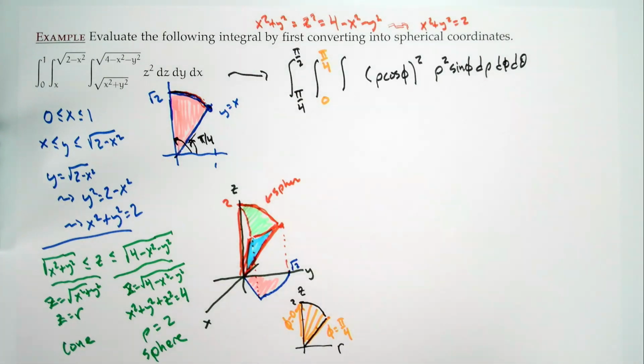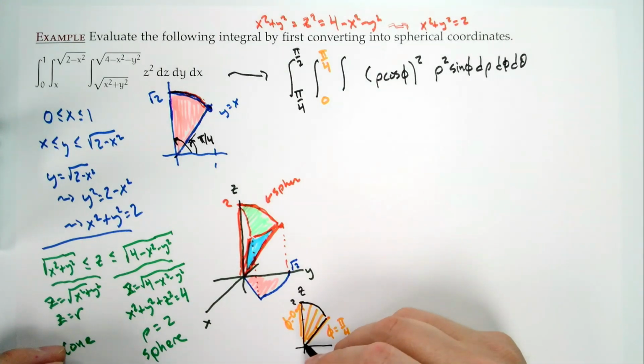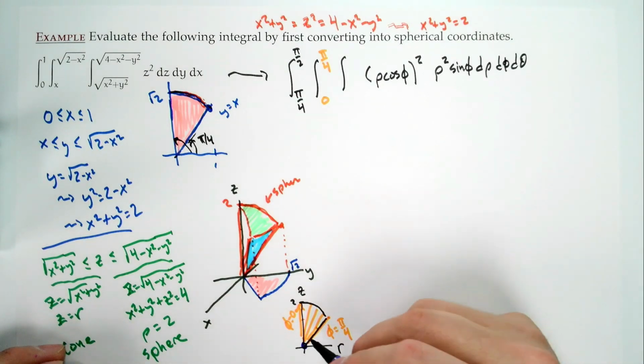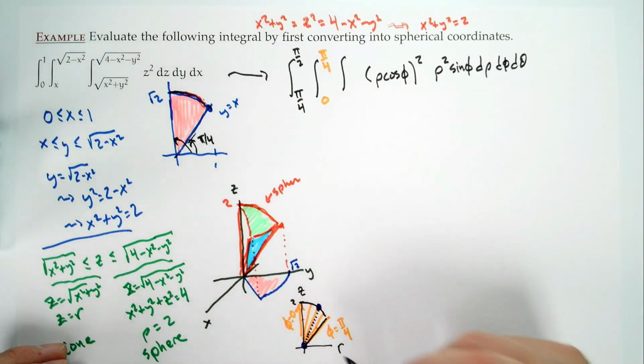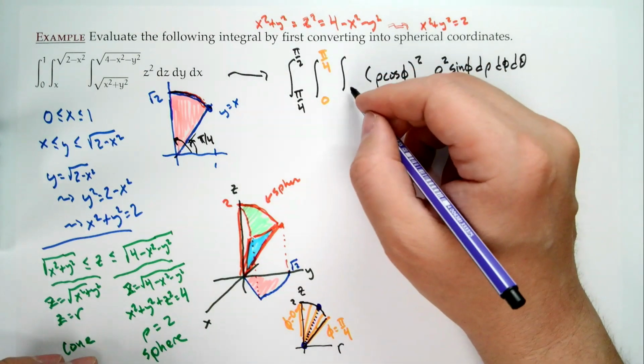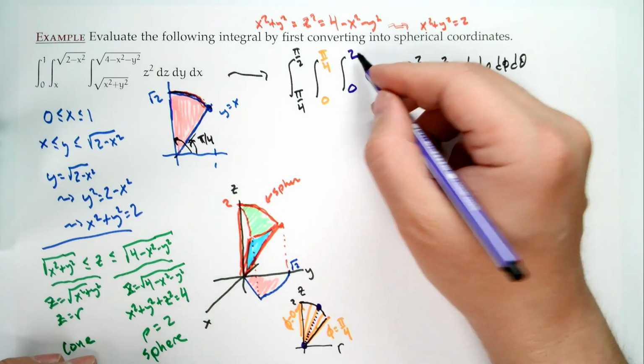Where does rho go from? Well, we always think about rho as coming from the origin. So we're going to say rho comes out, and we're going to go until we hit this outer surface. Well, the outer surface is a nice surface. It's a sphere. Rho equals 2. So it's 0 to 2.